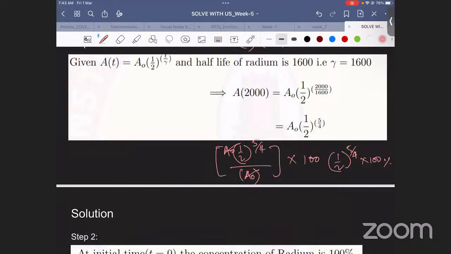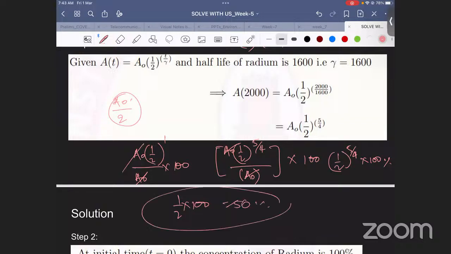Is it clear? For example, if the value was after 1600 years itself, we already know it would have changed to a naught upon 2, right? So now it will be left with a naught times 1 by 2 to the power 1, upon a naught, into 100. So this will be half into 100, so 50% is remaining. Similarly, you can just calculate the value of half to the power 5 upon 4, and whatever value you get, you multiply with 100 to get the exact value.